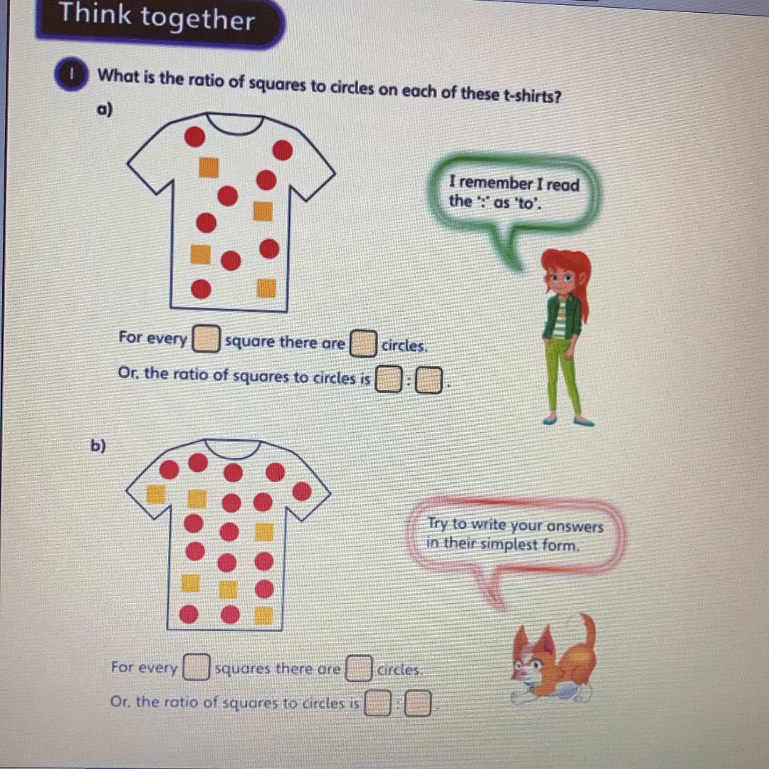Okay then, think together. We're still at the t-shirt printing today. Number 1, what is the ratio of squares to circles on each of these t-shirts? Remember, you can write the colon, meaning 'to', because it's the way we compare them. Pause the video and off we go.